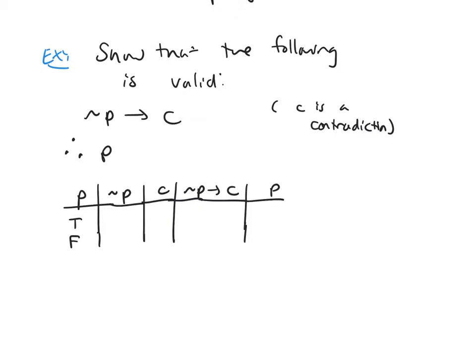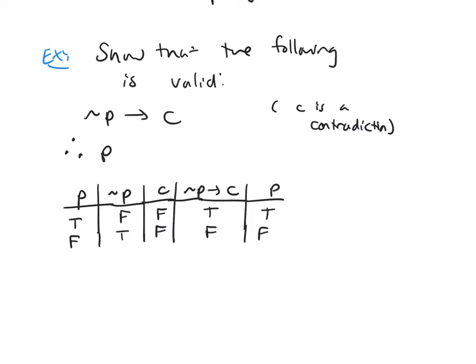So to make not P, you flip it. A contradiction is always false, so that whole column is F's. Then I have a conditional statement, so look at this column and this column. It would be true and false. And then finally, we're going to fill in the P column, true, false.